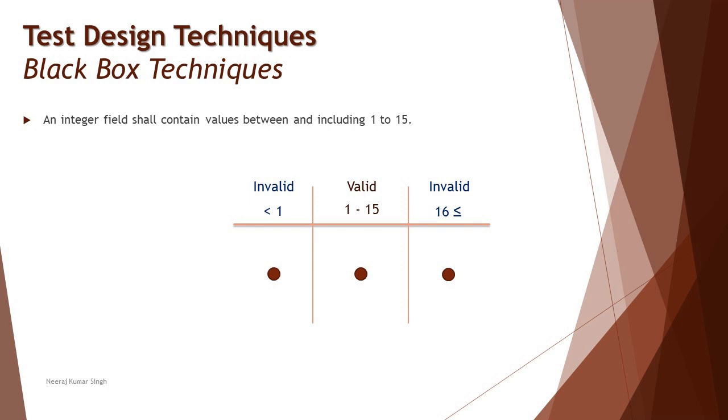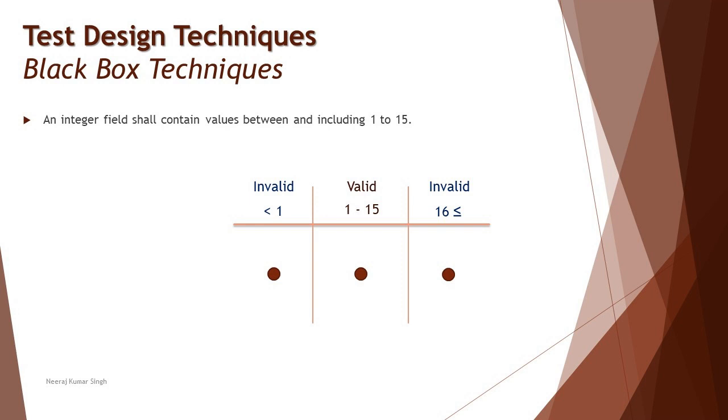Now, in order to test this particular field, I don't have to test all possible integer numbers. That means I can go to 100, I can go to 200, I can go to minus 200. Integers are everything, right? And there's no point creating 400 test cases to test positive 200 to negative 200, right?